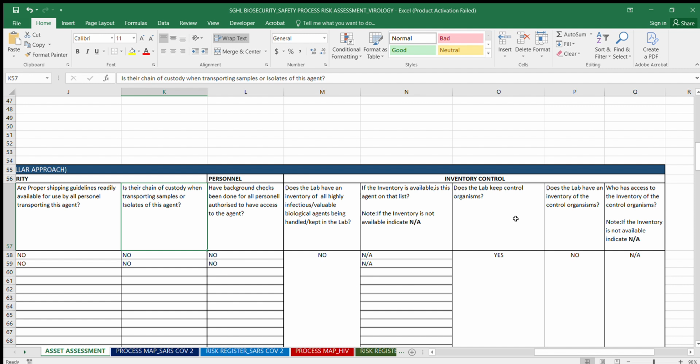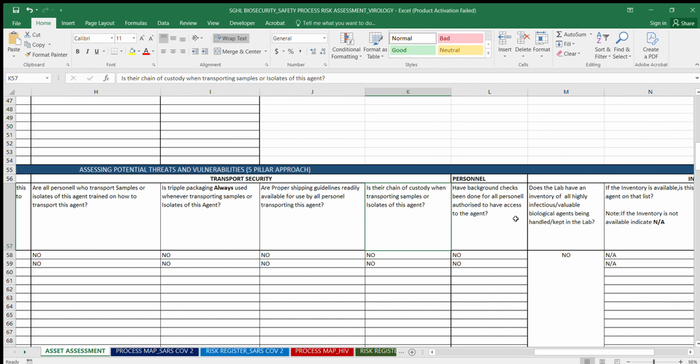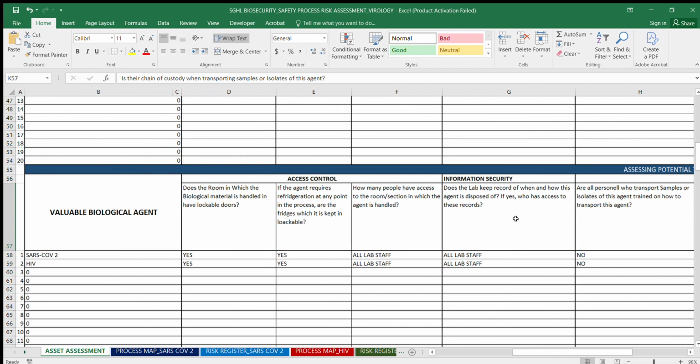Inventory control. If you're keeping isolates of this agent, you need to have some form of inventory log where you're keeping the numbers of the isolates. Here you're trying to check how many people have access to the inventory, whether you have the inventory log itself, and the like. So basically those are the 5 pillars, and that's how you check for vulnerabilities. How you answer here will tell you something about how vulnerable your asset is.